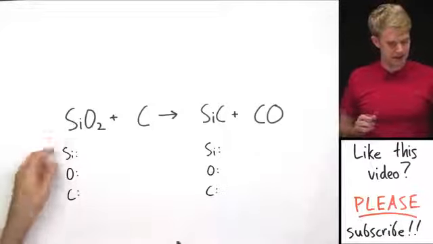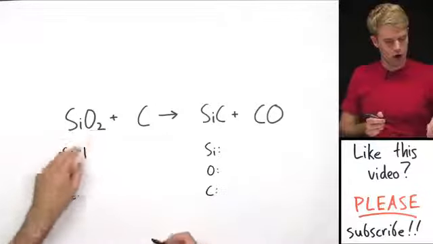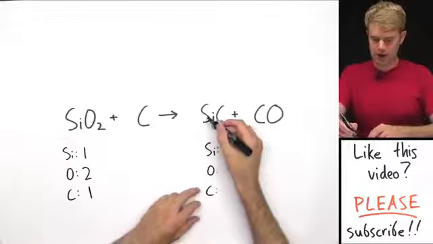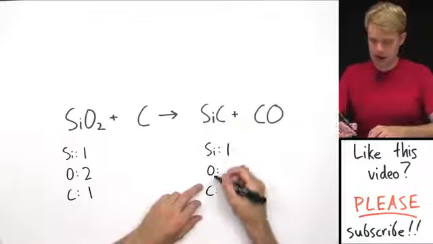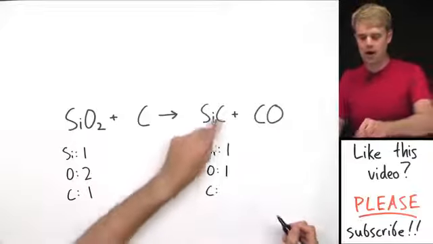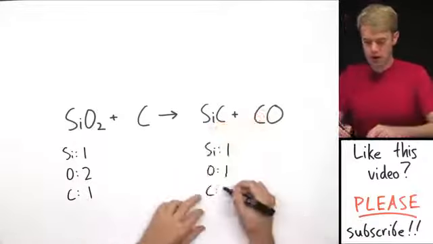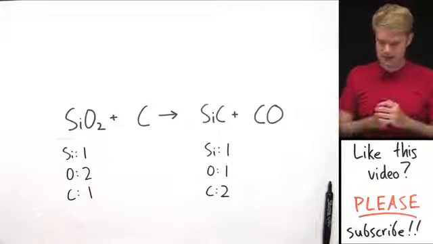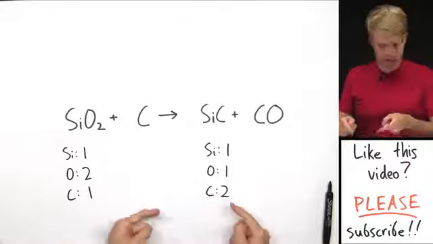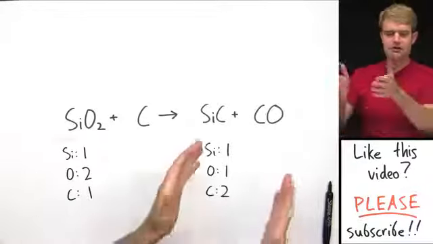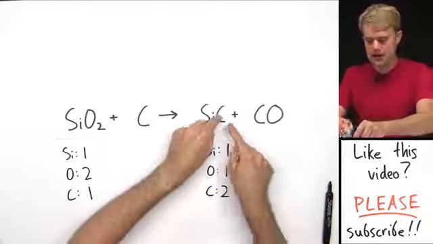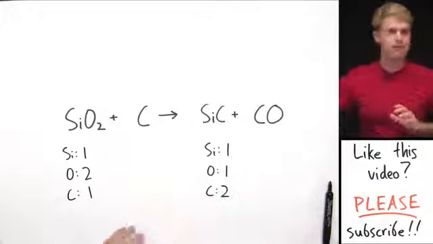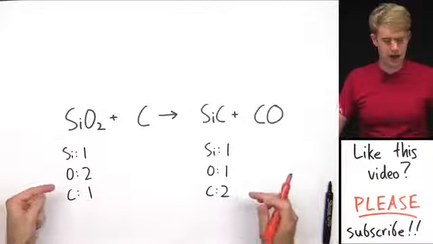Okay, let's look at what we have here. We have silicon. On this side we have 1 of them, O2, 2 oxygens, and 1 carbon. Over here we have 1 silicon. Oxygen we have 1, and carbon we have 1 plus 1, so we have 2. Okay, so what doesn't balance? Well, the carbons don't balance and the oxygens don't balance. I'm going to leave the carbon alone for now because it's in both of these compounds, so I kind of don't want to mess with it right now, but I could. I'm just going to start out with the oxygen.